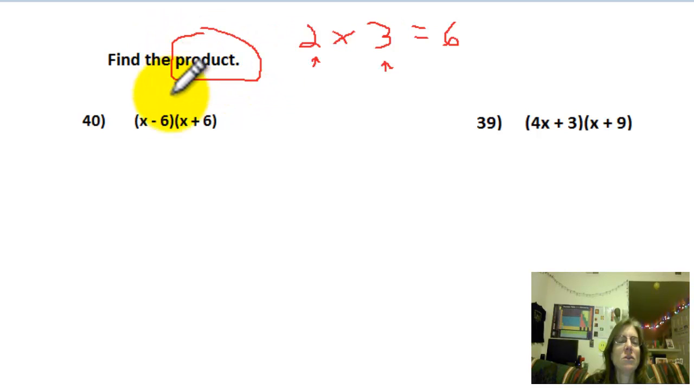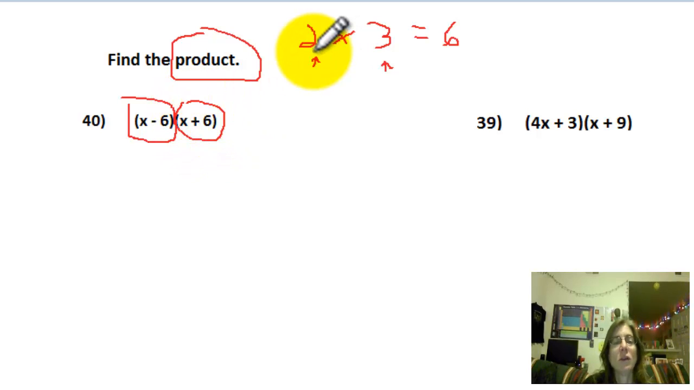So any answer to a multiplication problem is called the product. So what they're asking you to do is multiply. And the factors in this case are these in the parentheses. These are factors. It's just they're bigger factors. This is only one number times one number. Well, this is x minus 6 in parentheses times x plus 6.